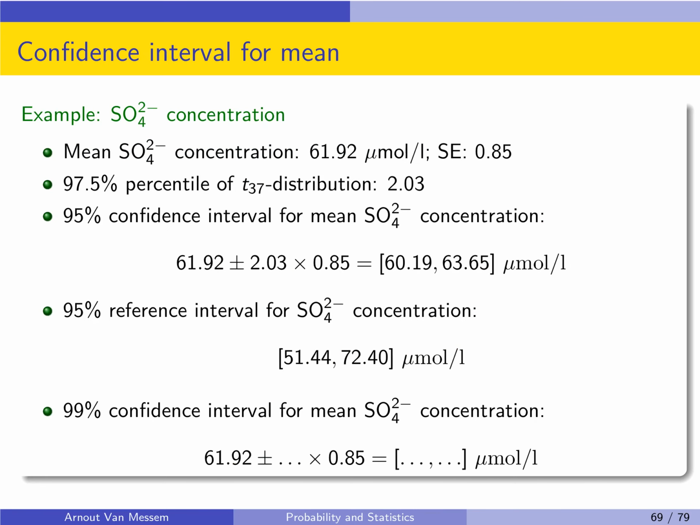What will then be the 95% confidence interval for the mean sulfate concentration? We know that the mean sulfate concentration from the sample was 61.92 micromolars per liter, and we calculated the standard error before as 0.85. To calculate the confidence interval, we also will need the percentile. The percentile that we are using will be the percentile of a t-distribution, because we estimated the standard error, and a t-distribution with 37 degrees of freedom, because we had 38 observations.